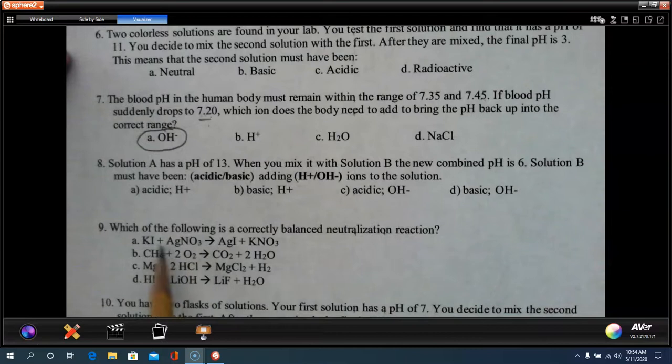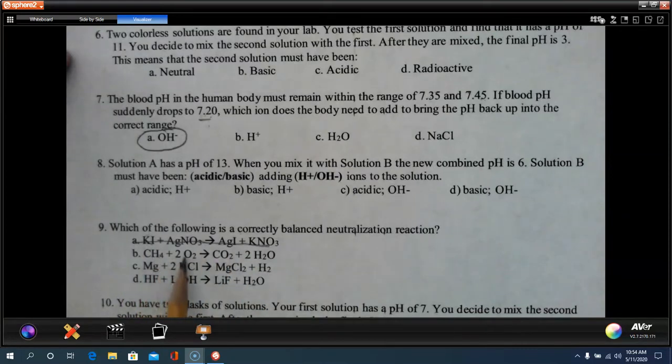All right, last one, number 9. Which of the following is a correctly balanced neutralization reaction? Okay, well, a neutralization reaction is a special type of double replacement reaction between an acid and a base. And the acid plus the base will always make 2 things. It will always make water and a salt, okay, those neutral substances. So let's see. Potassium iodide and silver nitrate, okay, those are not acids and bases, so it can't be that.